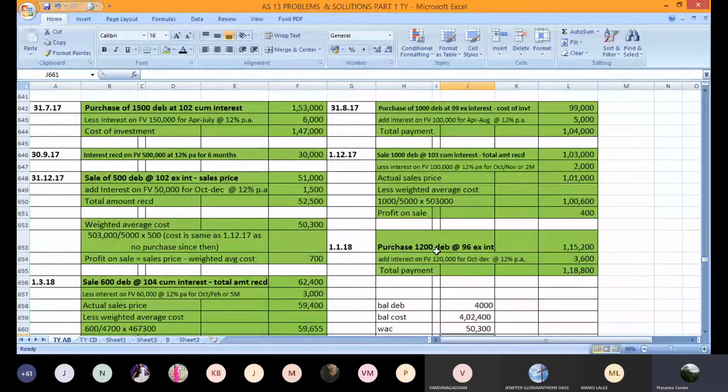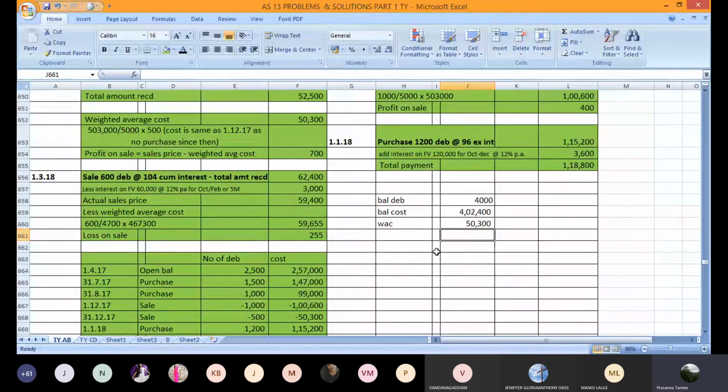Let's get back to the ledgers. Your first entry, being a sale, will be: bank account debit 62,400, to interest 3,000, to investment account 59,400. That will be the first entry. And the second entry: you have to transfer this loss on sale. So in the profit and loss account, debit, to investment account 255. That's going to be the second entry for this. So let's plot these entries here.